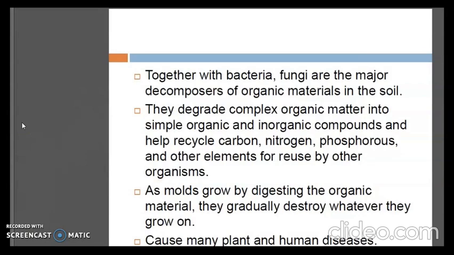Together with bacteria, fungi are the major decomposers of organic materials in the soil. They degrade complex organic matter into simple organic and inorganic compounds and help recycle carbon, nitrogen, phosphorus and other elements for reuse by other organisms. As molds grow by digesting the organic material, they gradually destroy whatever they grow on. They also cause many plant and human diseases.